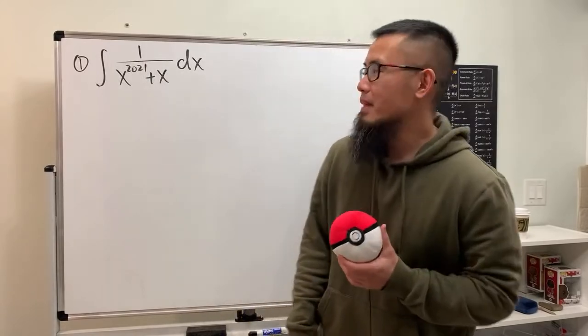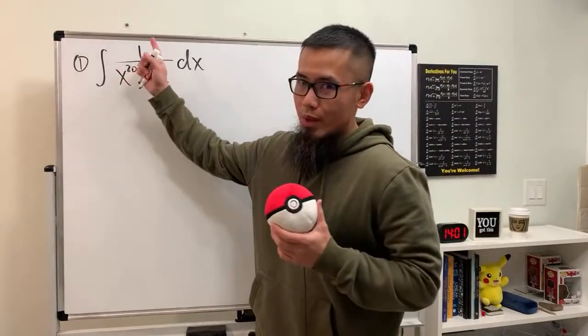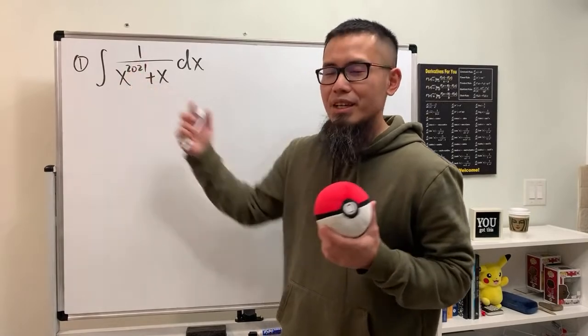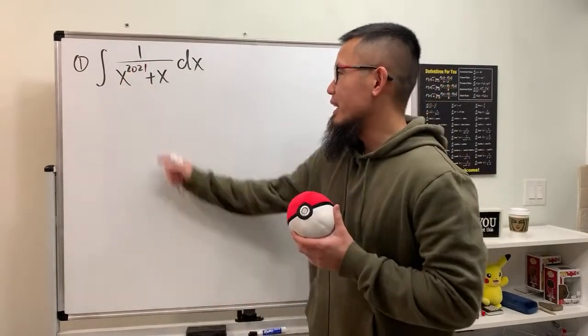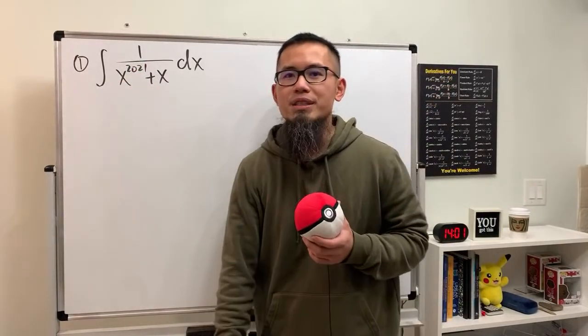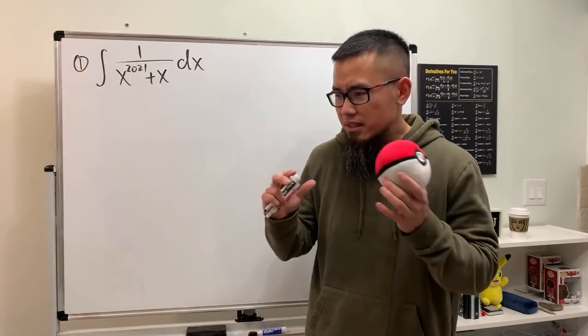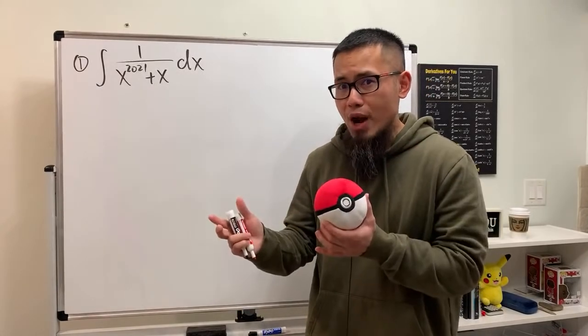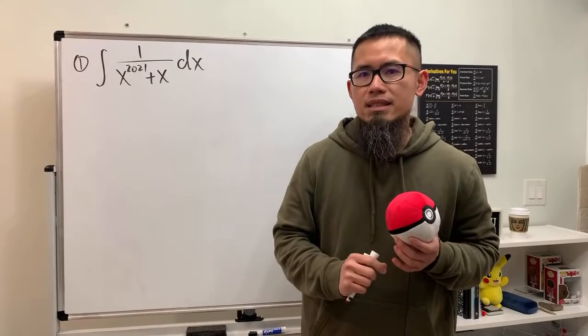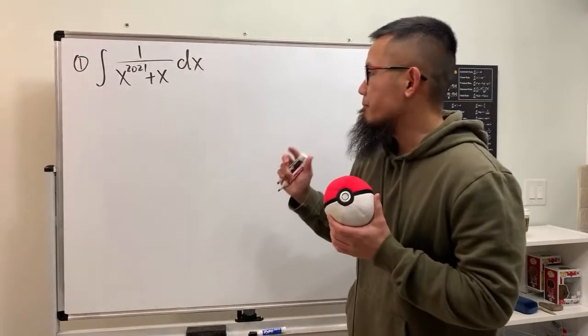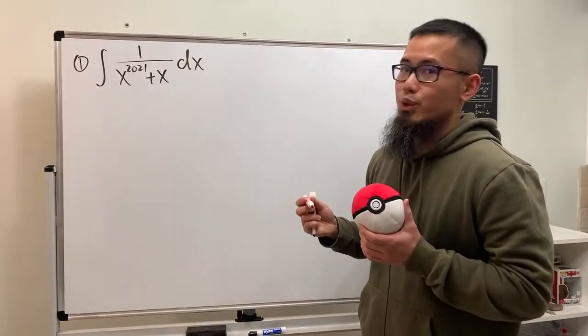Here we go. The first integral that we have is the integral of 1 over x to the 2021, of course for the year 2021, and then we are going to add x to it. And keep in mind, today's topic is about partial fraction, or maybe not. So this is a rational function, what can we do with it?